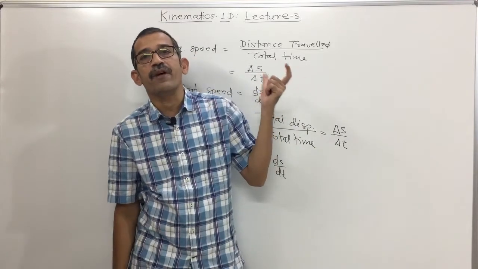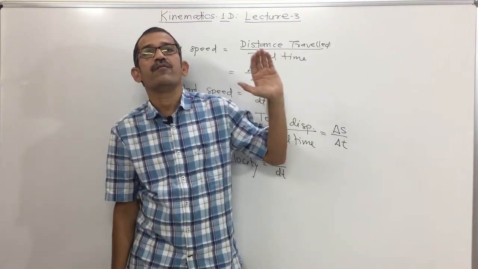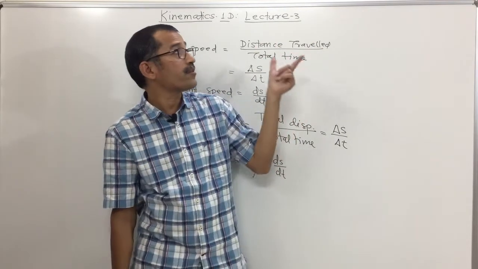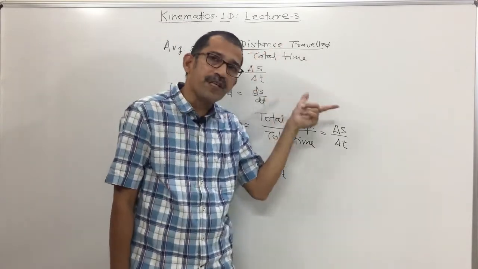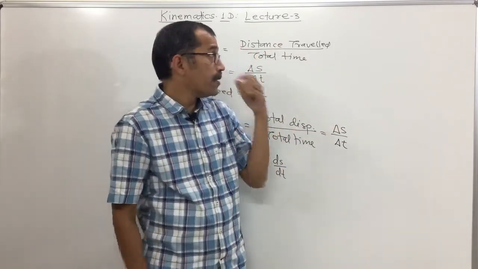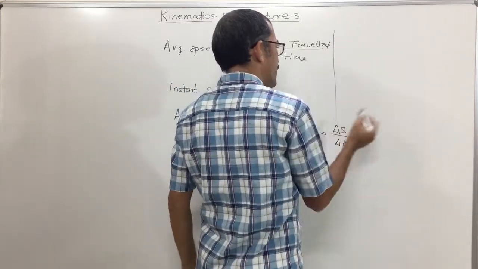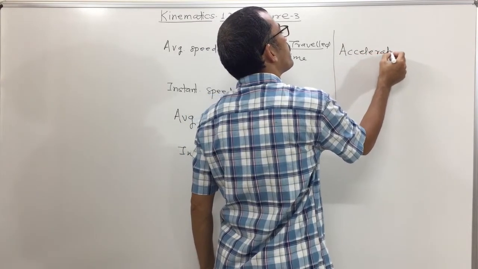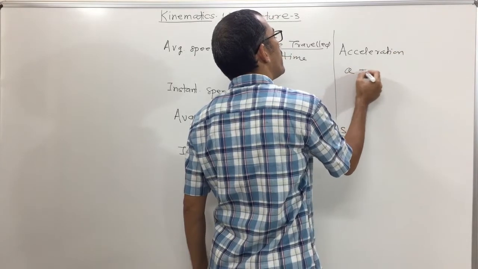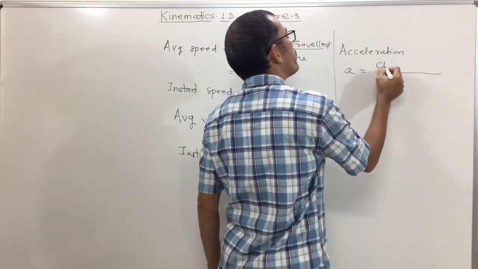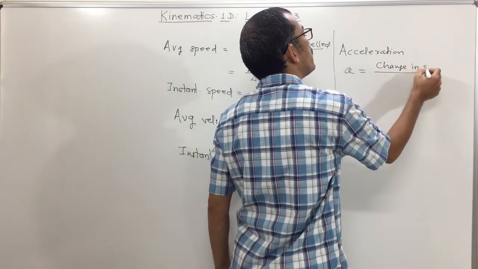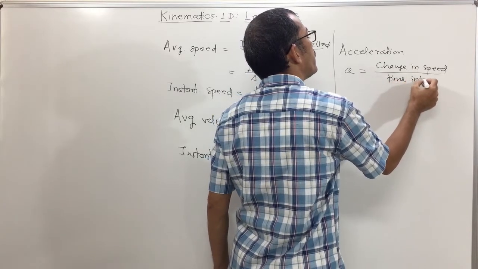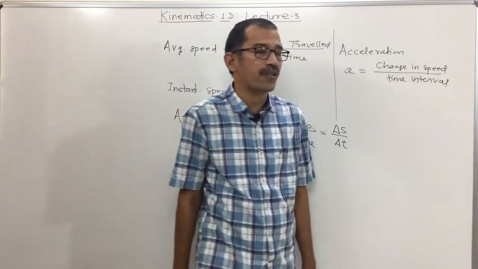So when speed varies, we get acceleration. It is called the rate of change of velocity, or rate of change of speed with respect to time. In short, here this is very important: acceleration A is the change in speed upon the time interval in which the speed changes.